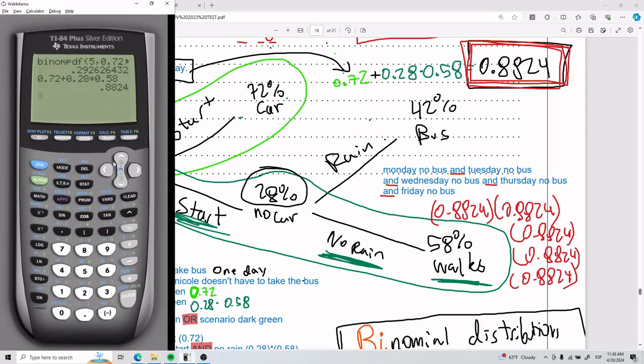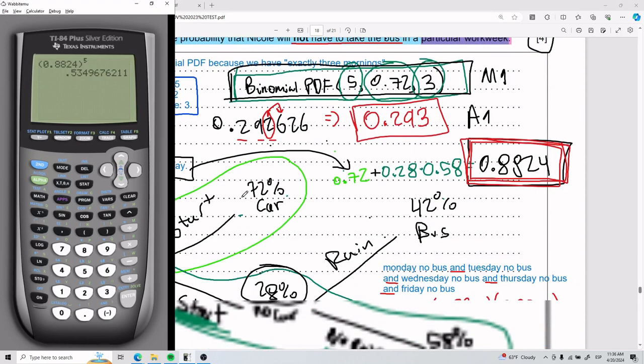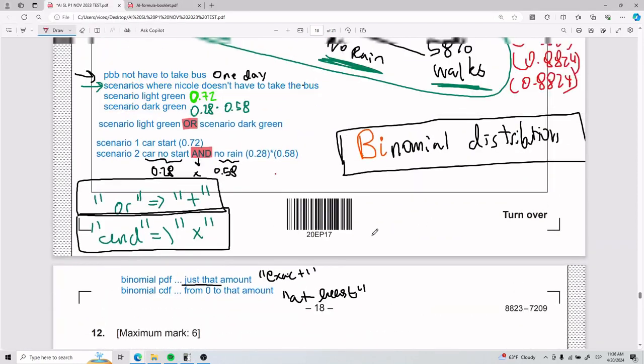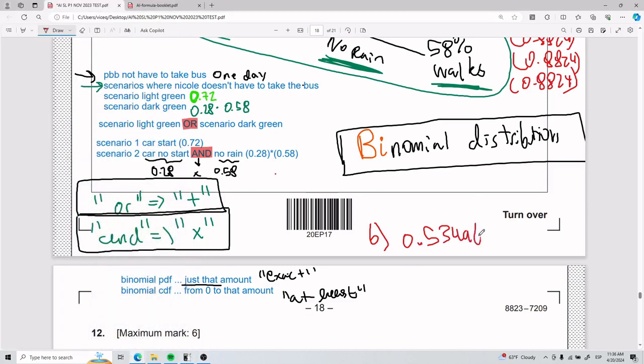Okay? So you can open up your calculator. You can put 0.8824, put it to the power of 5, and boom. This is Nicole not taking the bus 5 times. So probability that Nicole doesn't take the bus 5 times. Boom. There it is. For part B, we end up with 0.53496. If you want to do significant figures, you can count 1, 2, 3.